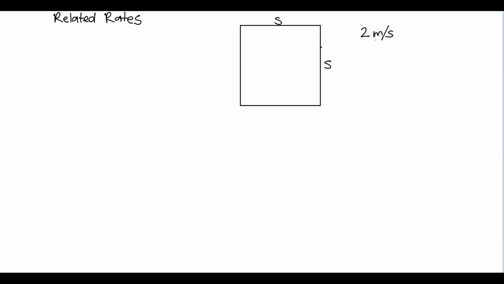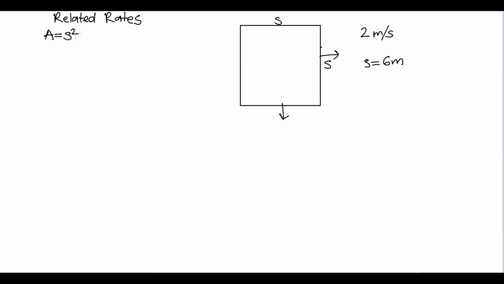So what we want to find out is at what rate the area is changing when the side length is equal to, let's say, 6 meters. Okay? And the side length is increasing. So at what rate is the area changing? Okay, so how do we set this up? First, what is the area of a square? The area of a square is s squared, s times s. So we have our initial equation.